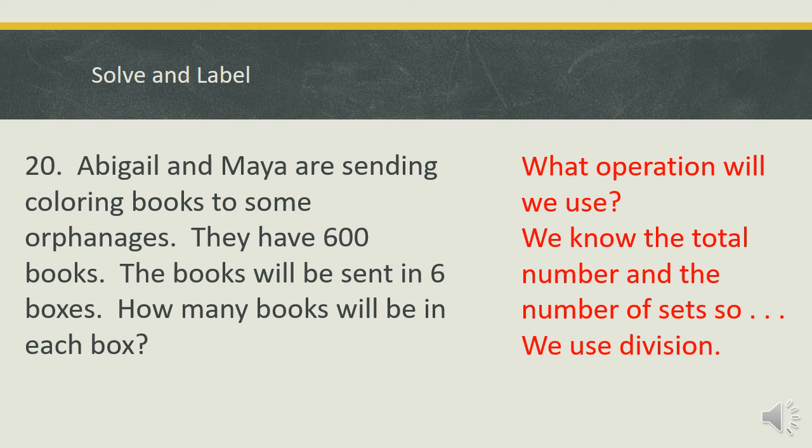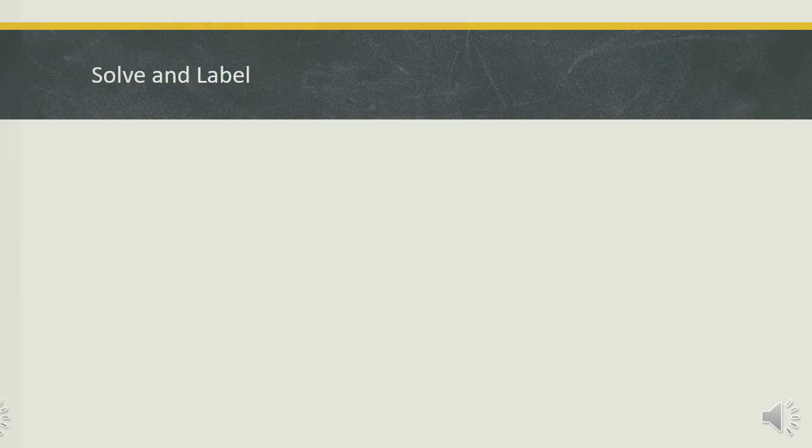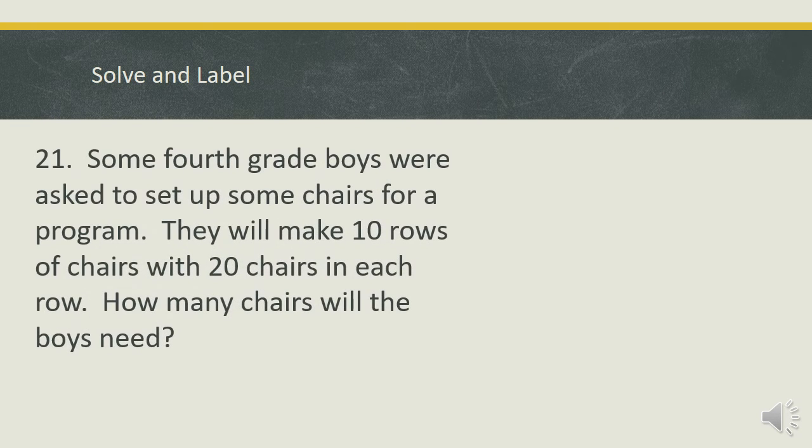The total number of books was 600, and we know that they're going to be put into 6 sets or 6 boxes. So if we say 600 divided by 6 boxes, that means there will be 100 books in each box. And there's our answer. Pretty simple, huh? One more problem to look at today is number 21.